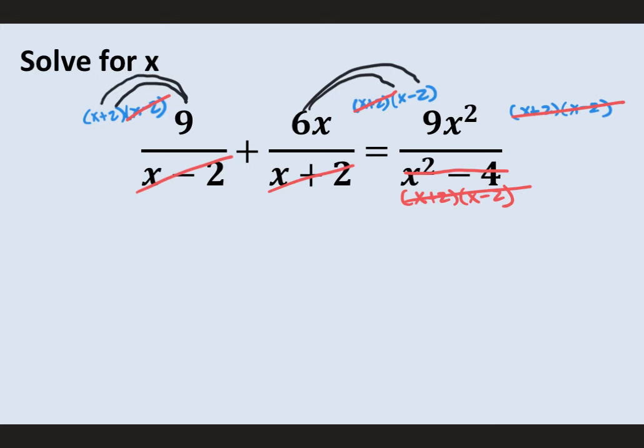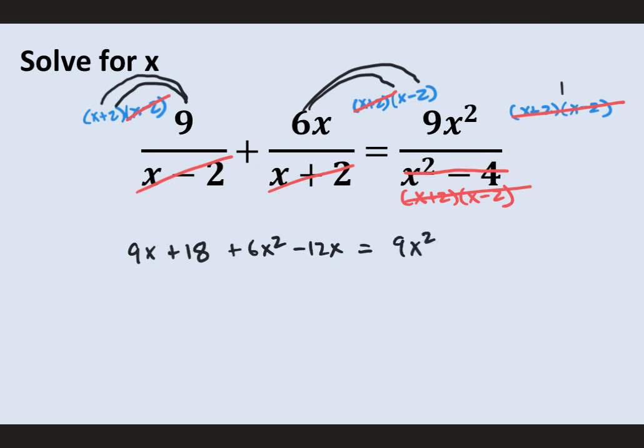On the far left now, we got the distribution, 9 to x is going to make 9x. 9 to 2 is going to make 18. On the next one, we have 6 to x is going to make 6x squared. It's getting a little messy. 6 to negative 2 is going to make negative 12x. Equals, and then we have that 9x squared by itself, or this is really just a 1 over here, so we have 9x squared.